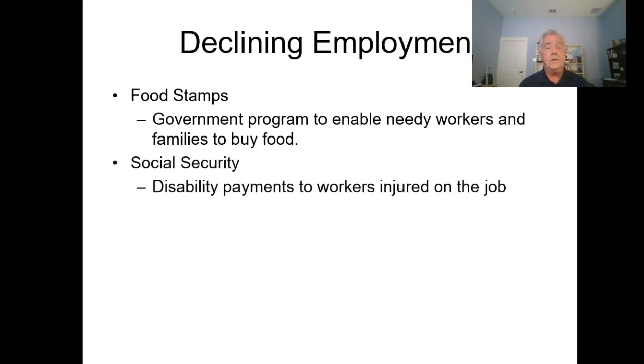Social Security. These are disability payments to a worker who's injured on a job. So you get hurt on your job, you can no longer work. The government will pay you disability payments while you're injured and not able to find a job. And these payments come out of the Social Security program. We talked about it when I gave you the presentation on Social Security. Disability payments are payments to injured workers who've been injured on the job.